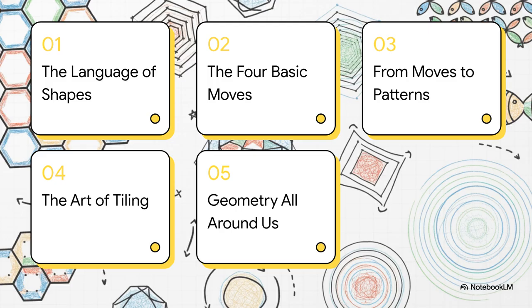So here's our game plan. First, we'll get to know our basic building blocks, the shapes themselves. Then, we'll see what happens when those shapes start to move around. After that, we'll see how that movement creates amazing patterns and how those patterns can perfectly cover a surface. And finally, we'll talk about where you can spot all this stuff out in the real world.